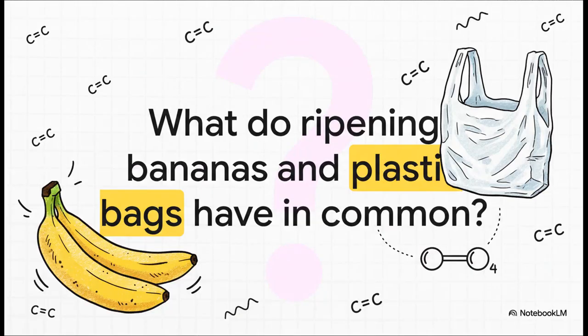So, to kick things off, let's start with a little puzzle. Think about this. What on earth could possibly connect the sweet smell of a ripening banana with a simple plastic grocery bag? I mean, they seem like they're from completely different universes, right? But believe it or not, they share a secret chemical connection.